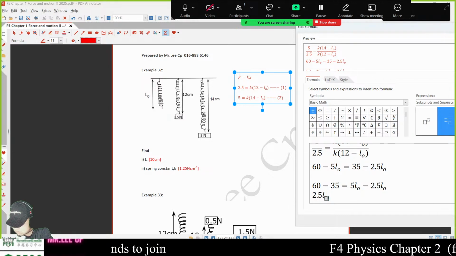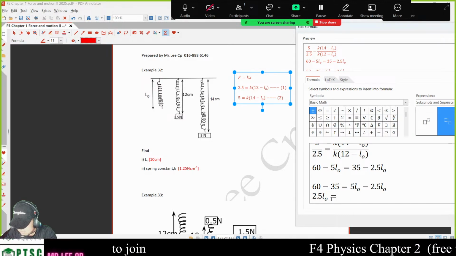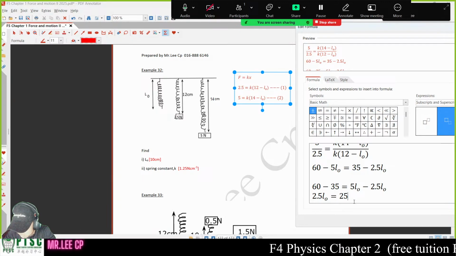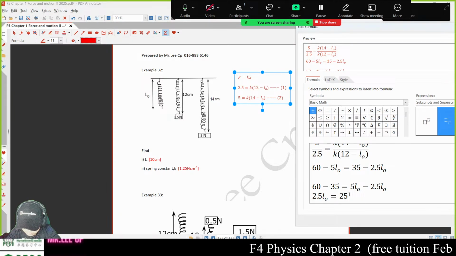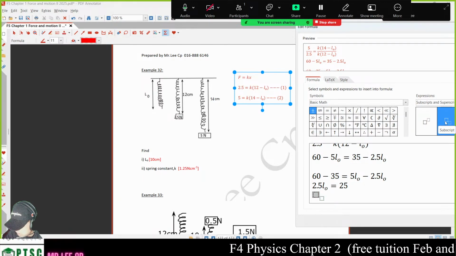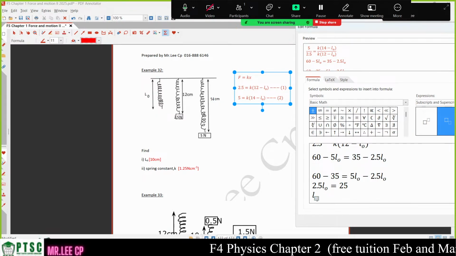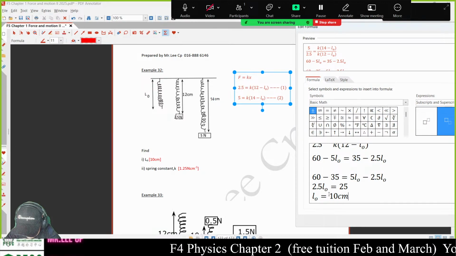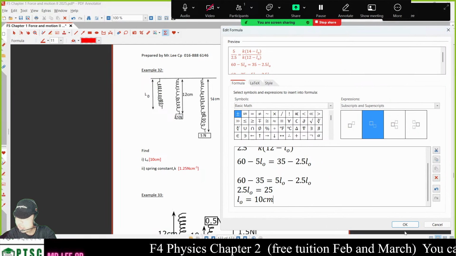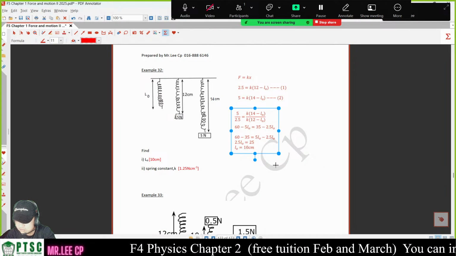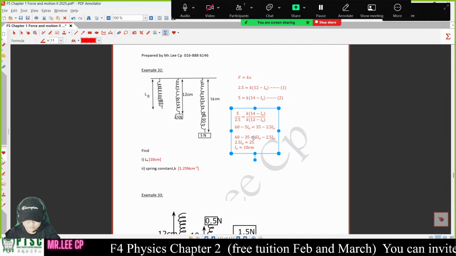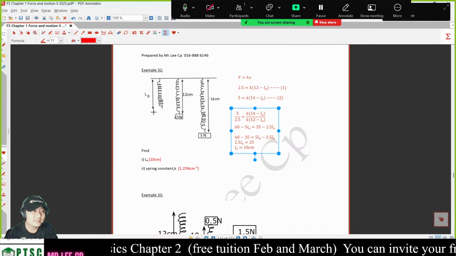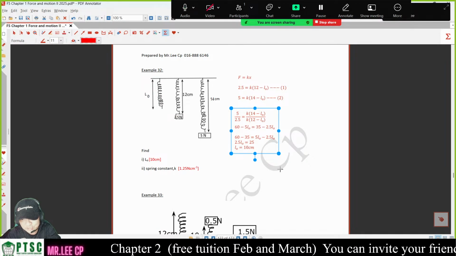This is so long. 60 minus 35 becomes 25. So 25 divided by 2.5, L original, will be 10. You see, so long. No, not very long. So you need to do some calculation if you cannot see it. If you can see it directly, go ahead. If cannot, then do it this way.